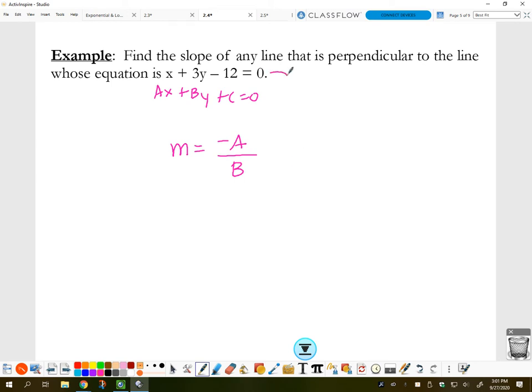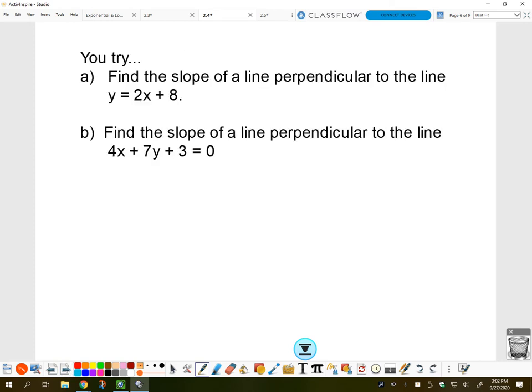There it is. Alright, so for this line, it has a slope of -1 over 3. So the slope of a line perpendicular to it, you flip it and change the sign. So +3, or +3 over 1, which is just +3. Alright. Pause, try these, come back and see how you did.